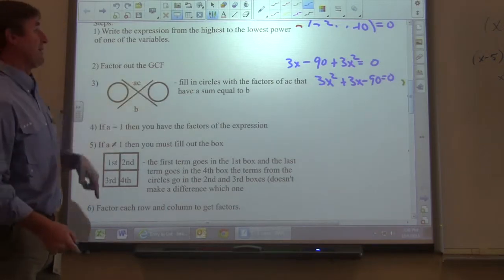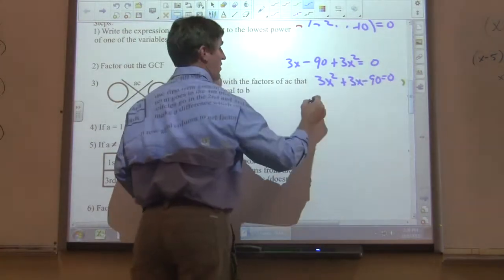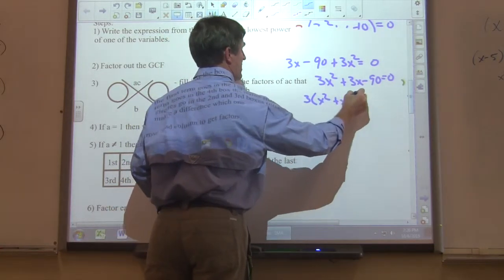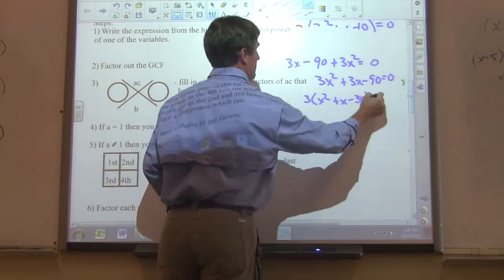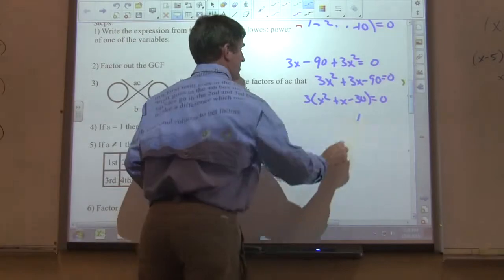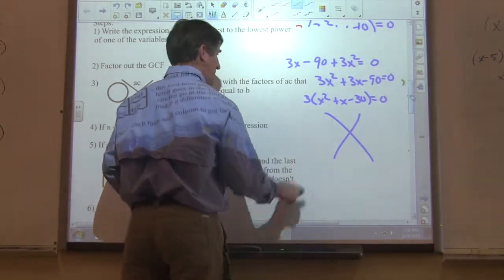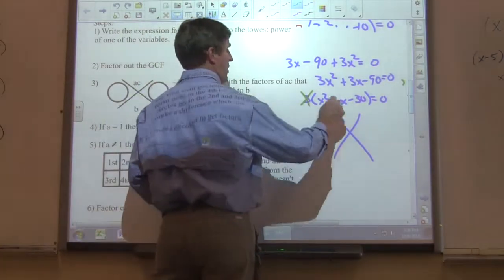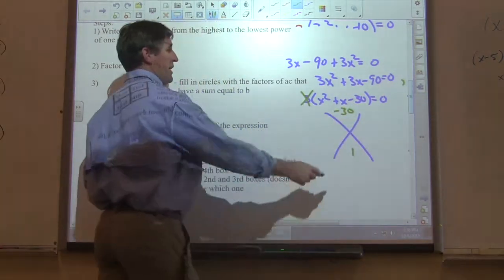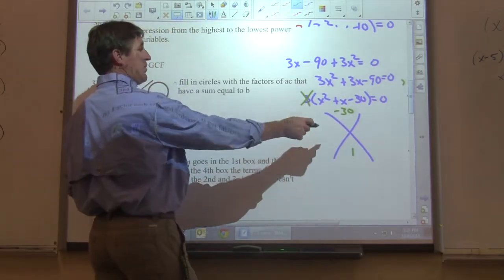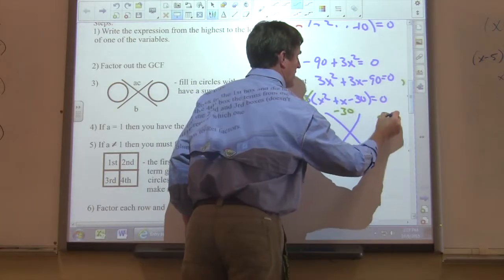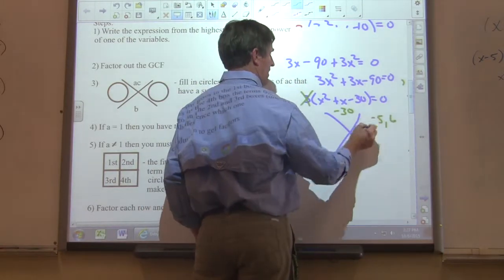Factor out the greatest common factor. Well, 3 goes into all those, so I can pull a 3 out. X squared plus x minus 30 equals 0. Build my x. So I don't worry about this 3 anymore. It's gone. So 1 times negative 30 is negative 30, and b is 1. So again, I need numbers that multiply together to give me negative 30 and add up to 1. So again, you don't have to make the list. You probably know that that's 5 and 6. And the 5 has to be negative.